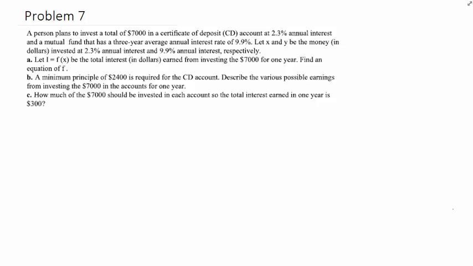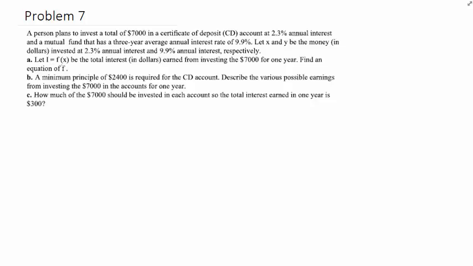This is problem number 7. A person plans to invest $7,000 in a CD account at 2.3% and a mutual fund at 9.9%. Let X be the money invested in the CD at 2.3% and Y the money invested in the mutual fund at 9.9%.